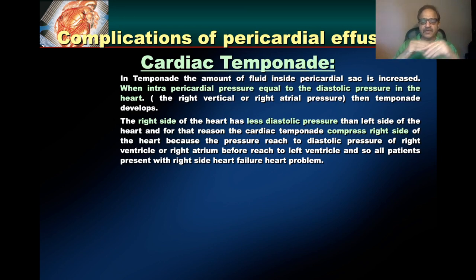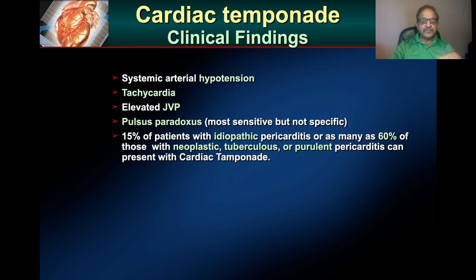Complications of pericardial effusion: cardiac tamponade. These patients have high intrapericardial pressures and compression of the right ventricle and right atrium. And the clinical findings: hypotension, tachycardia, raised JVP with loss of Y descent. Only X descent is present. There is pulsus paradoxus, and the heart sounds are distant and muffled.